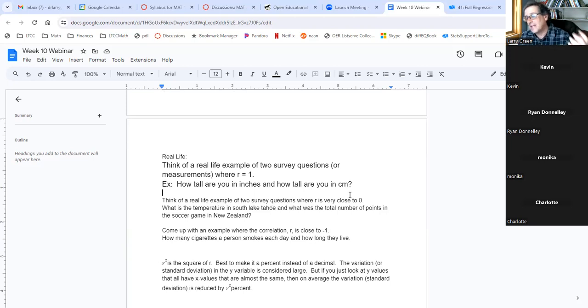Same thing if it was, say, temperature in Celsius and temperature in Fahrenheit. There's a perfect formula. Does that make sense? So R would be exactly 1 in that case. Okay, can you come up, in the chat box, with a real life example where R equals 1? That's not the example I gave, but a different one. There's lots of them.